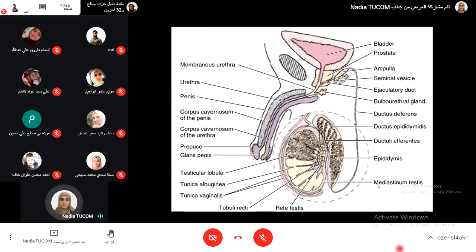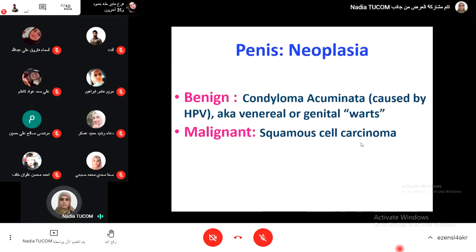The structures: the penis, urethra, prostate, and the testis, epididymis. Regarding the penis, Shabab, what is the lining epithelium of the penis? The lining epithelium of the penis is skin.